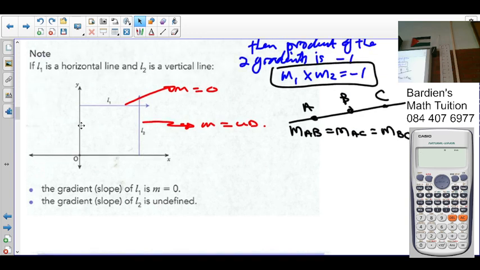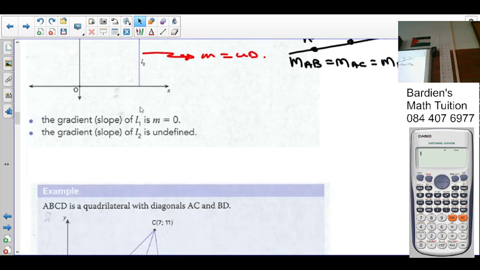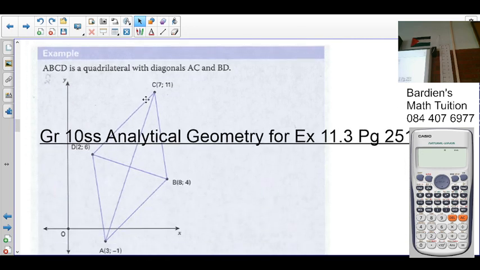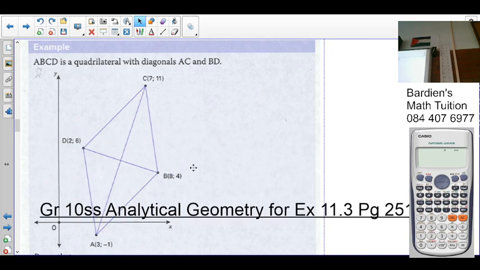And then this important note here, that this line L1 is parallel to the x-axis, so the gradient is 0. A line parallel to the y-axis has an undefined gradient. Again, those lines will also be perpendicular. Not so? Yes. Alright, now we're looking at the example.